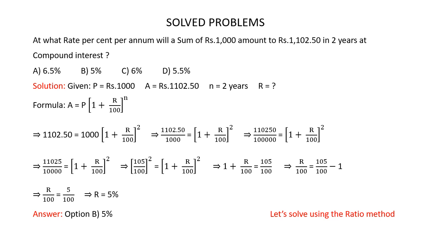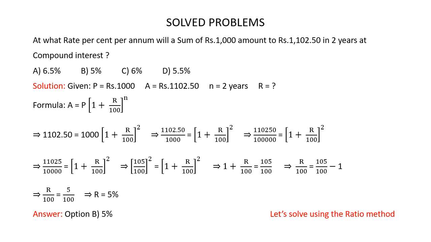Removing the decimal point, we get 1,10,250 divided by 1 lakh is equal to 1 plus R by 100 the whole squared. Now dividing this fraction by 10, we get 11,025 divided by 10,000 is equal to 1 plus R by 100 the whole squared. Now since here on the right hand side we have 1 plus R by 100 the whole squared, it would be easier to calculate R if the numerator and the denominator in the fraction on the left hand side are perfect squares.